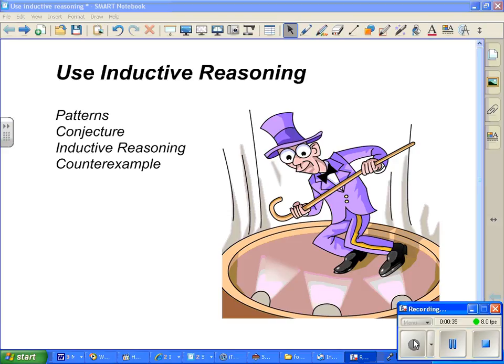Actually, some pretty interesting stuff that we've got coming here. Let's go ahead and get started here. We're going to be talking about patterns, conjectures, inductive reasoning, obviously, and what that is, and then counterexamples. It's kind of the four big ideas here in this first section.